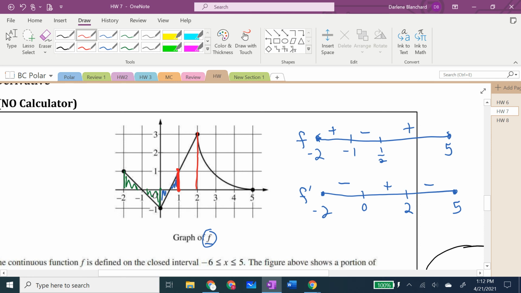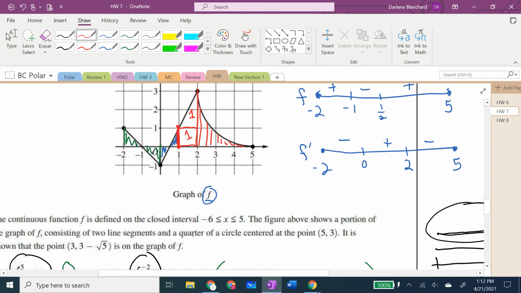Here, you can find your area however you find it. I've got one square that is a 1 by 1. I have a 1 by 2 triangle whose area is also going to be 1. Then I have this section, which I was told is a quarter of a circle. So if that's a quarter of a circle, the radius looks like 3 units to me, 3 units.